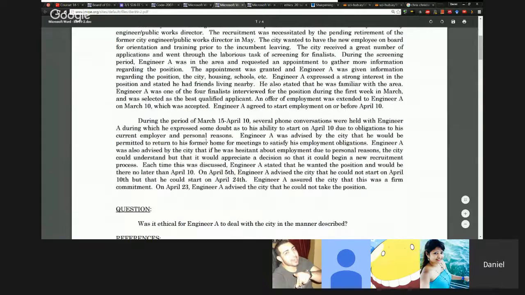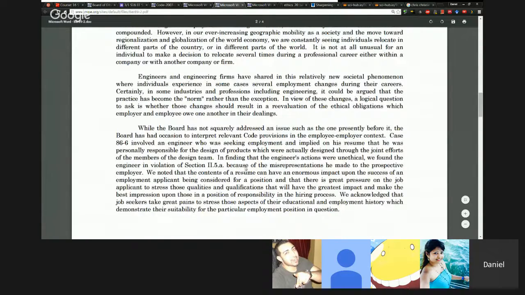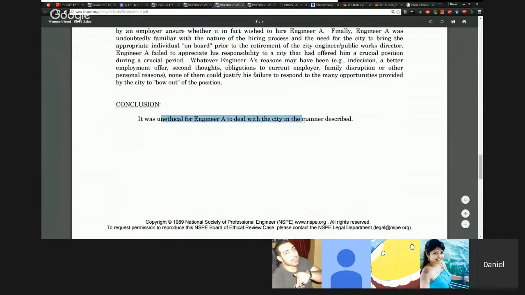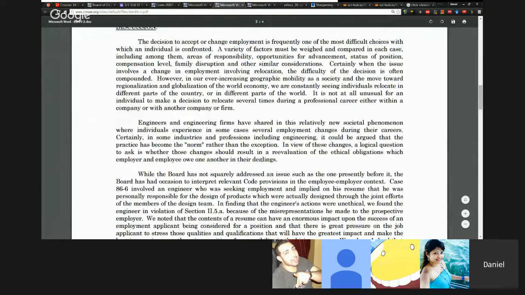So in this case, Engineer A was basically stringing the city along, possibly to better negotiate their job elsewhere. Engineer A accepted the position, strung the city along for over a month, and then eventually denied the position, even after several times making firm commitments for the position. So it's not surprising that the board finds that this was unethical for the engineer to deal with the city in the manner described, that it was deceptive, that the engineer has an obligation to deal with the city honestly.